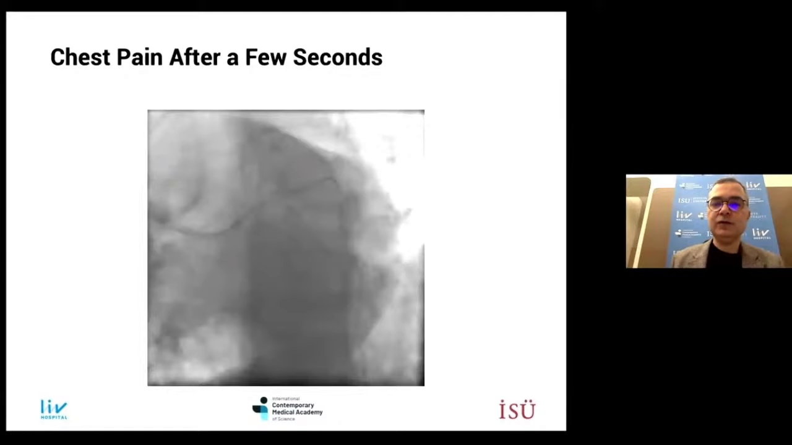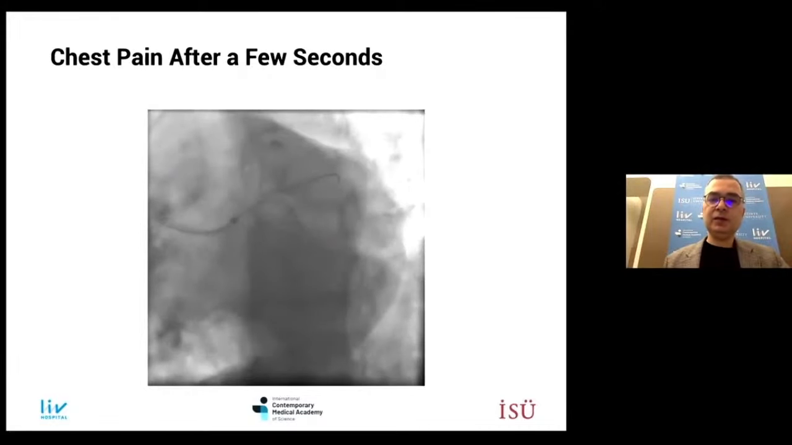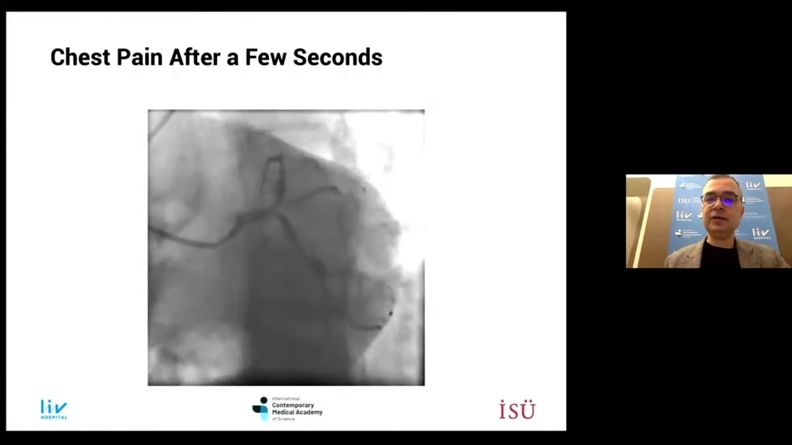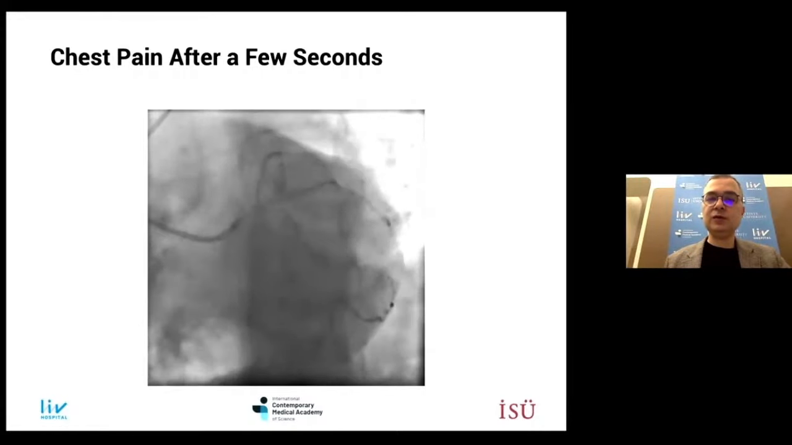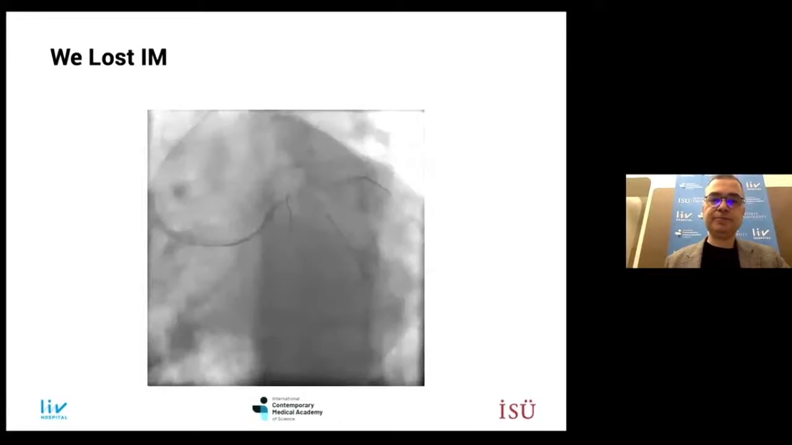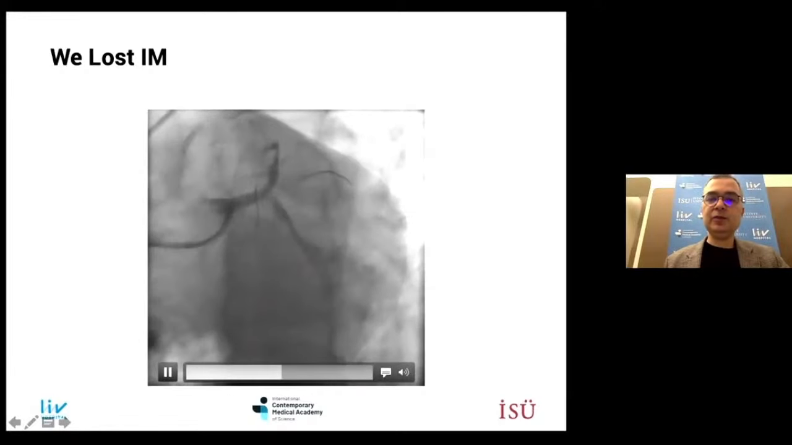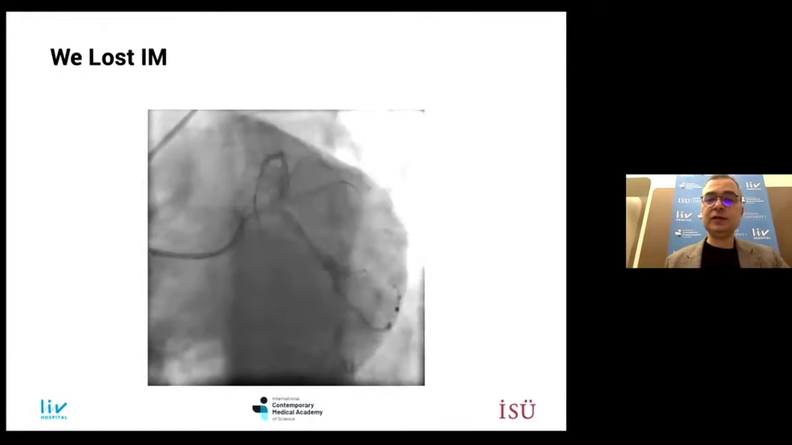So after this implantation, the patient had some chest pain, and it just began to progress a couple of seconds later. And we have seen that we are going to lose the intermediate branch, which was the cause of this chest pain. And here we have seen that we have lost the intermediate branch just a couple of seconds later. But fortunately, we had the guide wire there.